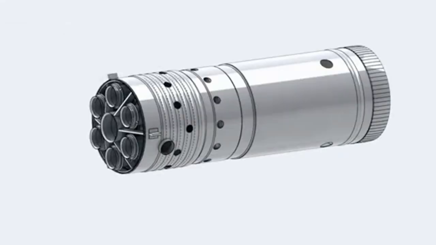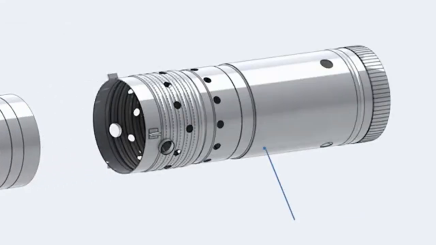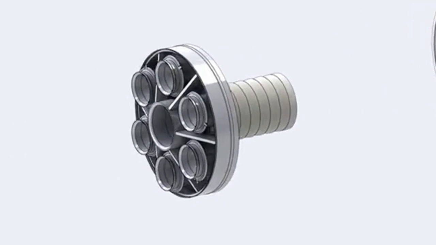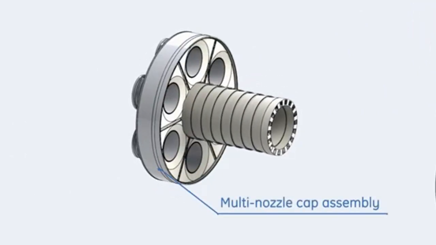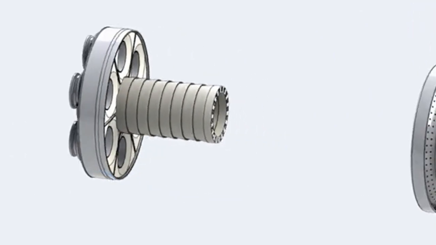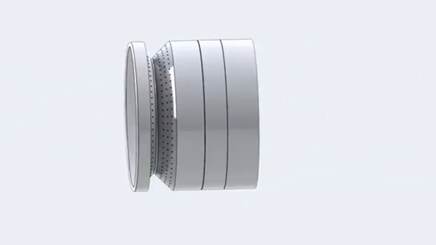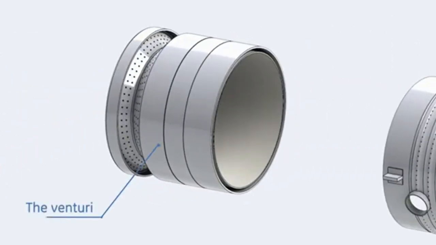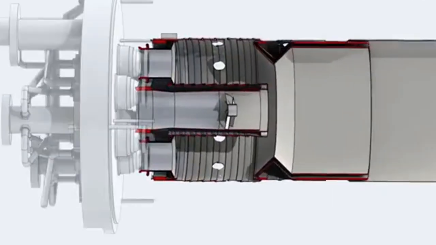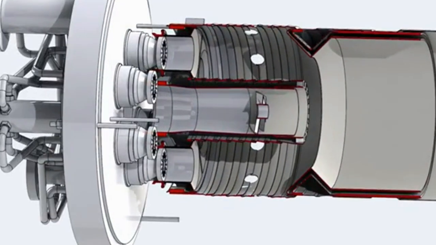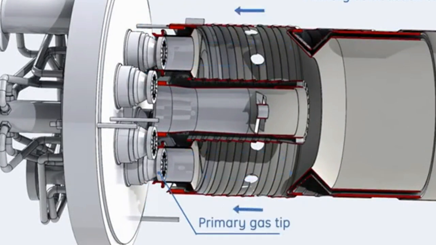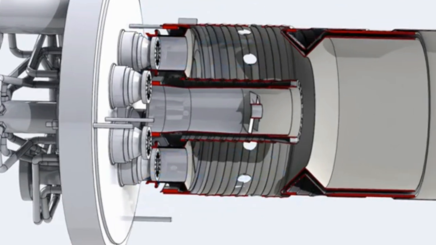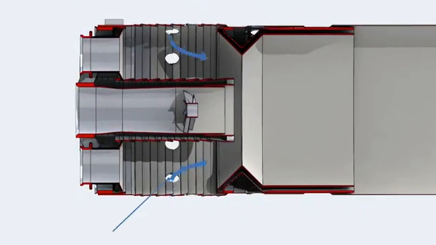The liner consists of the liner body, multi-nozzle cap assembly, and the venturi. These parts are assembled together by rivets. Combustion air flows into the liner through various locations. Primary combustion air flows through the primary gas tips. Air enters from metering holes for combustion functions.